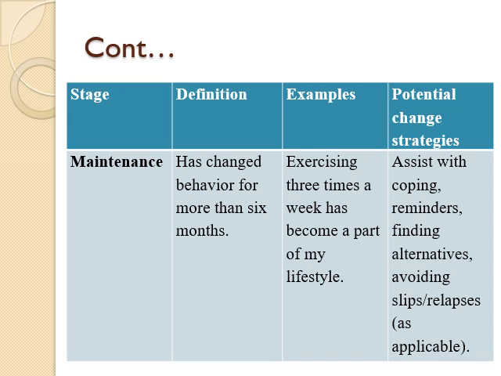Stage 5. Maintenance. Definition: has changed behavior for more than 6 months. Examples: "Exercising 3 times a week has become a part of my lifestyle." Potential change strategies: assist with coping, reminders, finding alternatives, and avoiding slips and relapses as applicable.